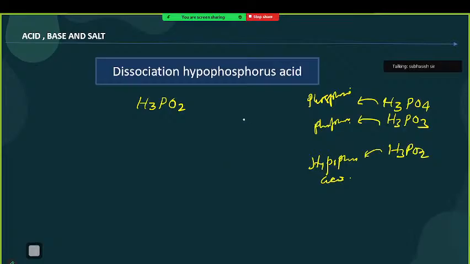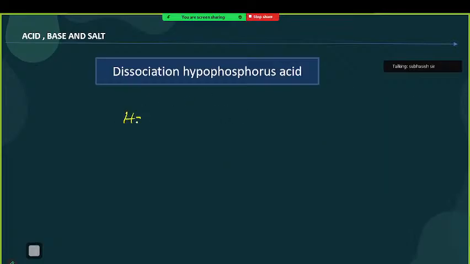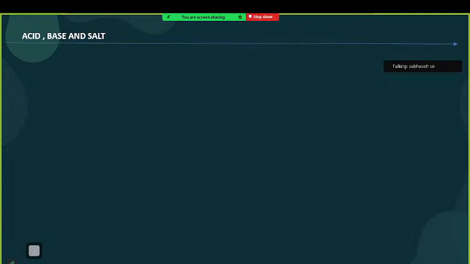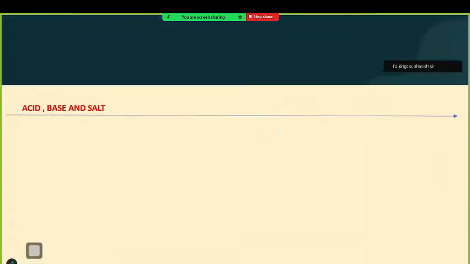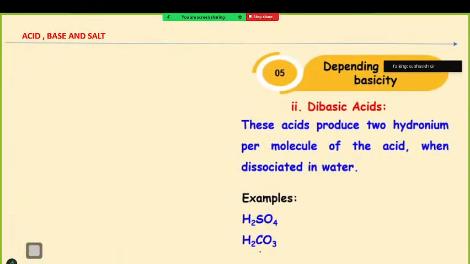Hypophosphorus acid H3PO2, when it dissociates, forms H plus and H2PO2 minus. So hypophosphorus acid gives only one H plus per molecule of acid. That's why it is monobasic. Nitric acid also dissociates into H plus and NO3 minus. These are monobasic. Now we consider the dibasic.